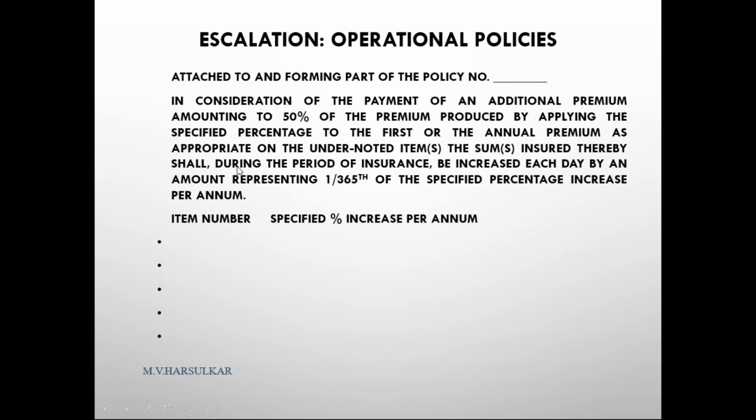Now the escalation is increasing here. The annual premium, then during the period of insurance, shall be increased each day by an amount representing 1/365th of the specified percentage of the sum insured. So if it is 10%, then 10 into 1/365 per day increase in the sum insured. Here it is a per day increase. So if the loss is on, say, the 185th day, then 185 into whatever this percentage will come. So that much increase in the sum insured is allowed. He is insured up to that much amount.